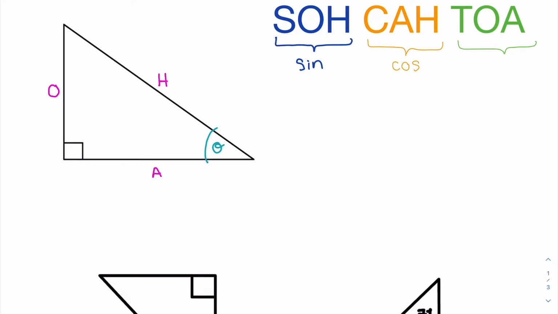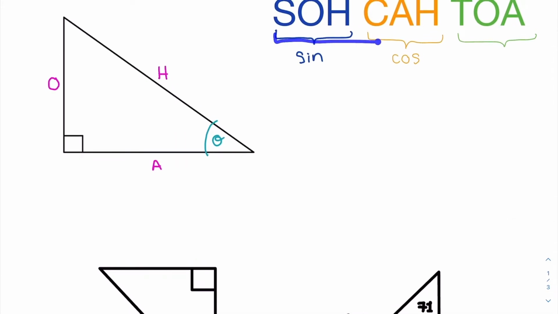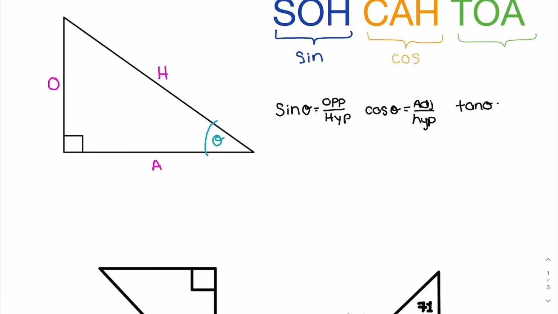Okay, so final thing that we're going to do is the reason that we have this word SOH CAH TOA is because it helps remind us what the different little formulas are. So this is saying that sine of an angle is actually equal to the opposite over the hypotenuse. Cos theta is equal to the adjacent over the hypotenuse. And tan theta is equal to the opposite over the adjacent.